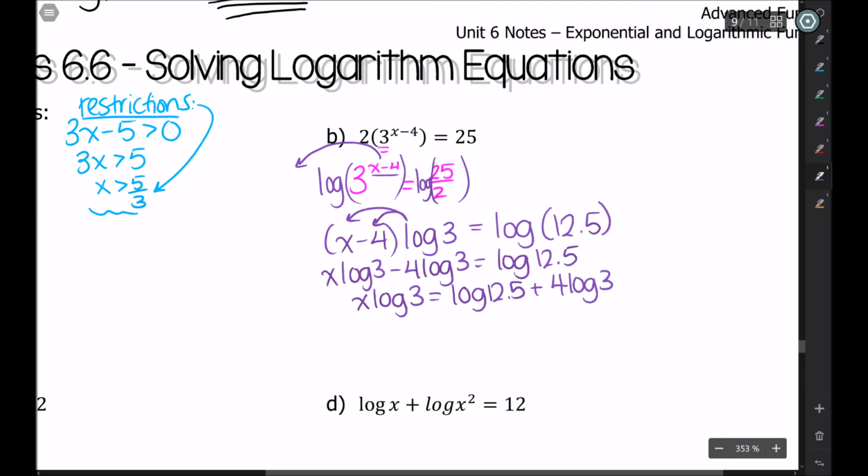Okay, now to get this x alone, I can just divide both sides by log of 3. So x is equal to log of 12.5 plus 4 log of 3, all over log of 3. And I can type that into my calculator and get an approximate answer.